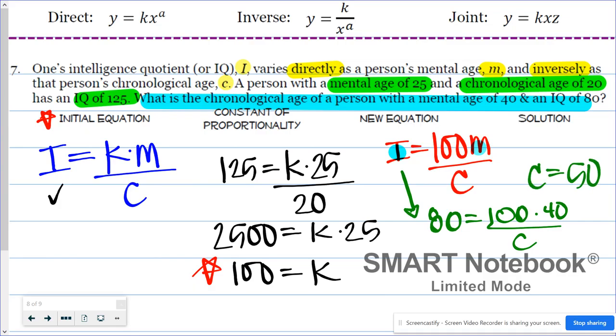Okay, but it starts with that initial equation. Then we just substitute what we're given to find K. And then we're using this new equation to answer whatever question they ask us.